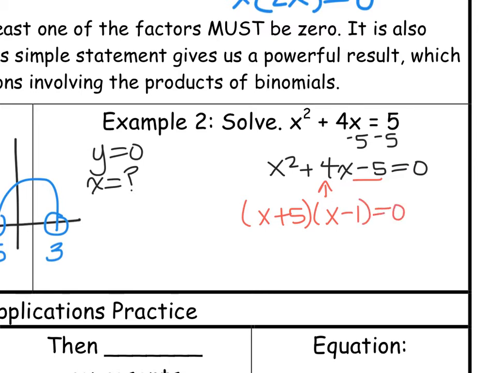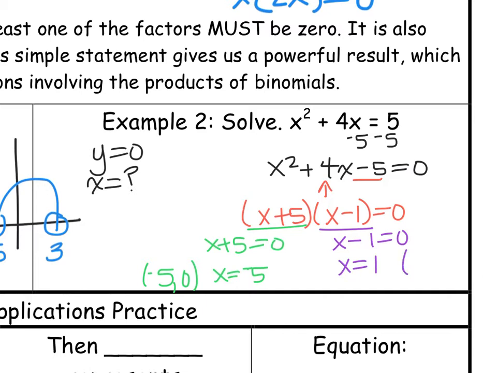So we have two options. x plus 5 equals 0, which means that x is equal to negative 5, and as my x-intercept that would be (-5, 0). Our other option is x minus 1 equals 0, and so that means that x equals positive 1, and as an ordered pair, it's (1, 0).